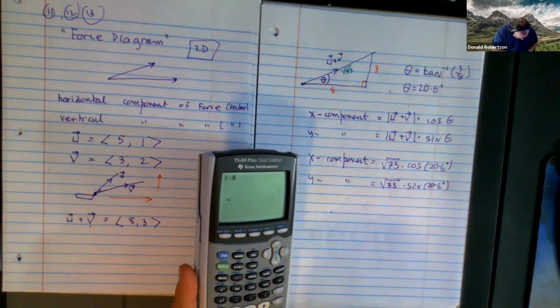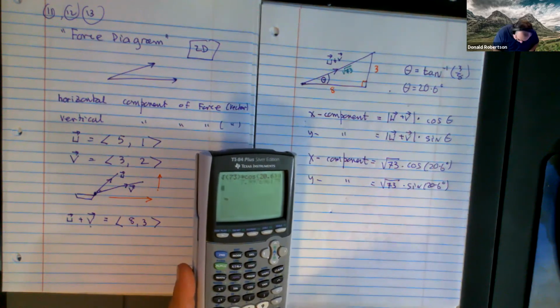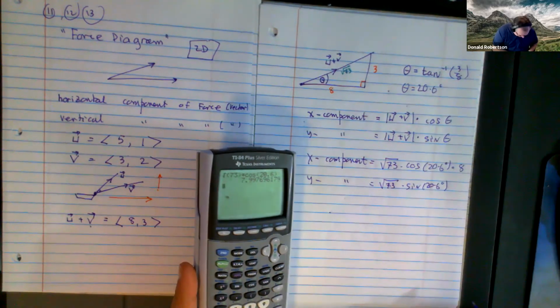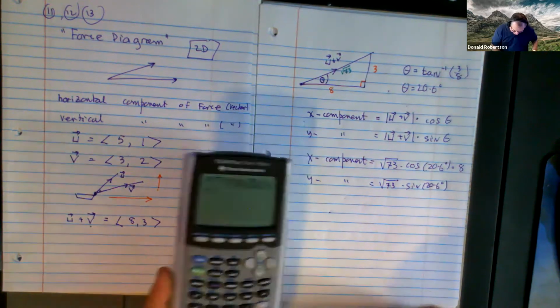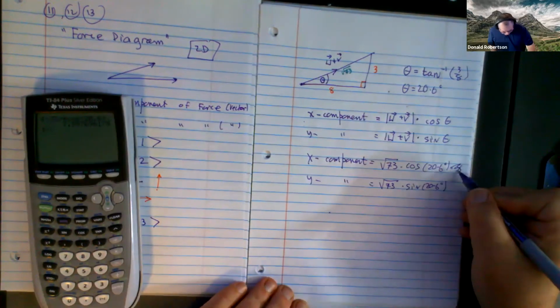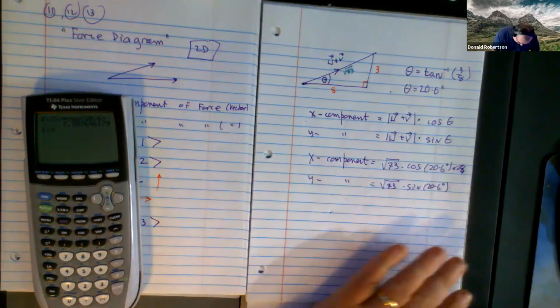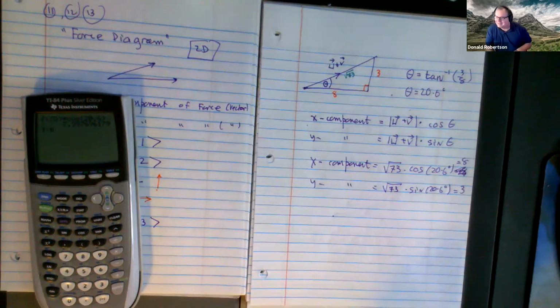So the square root of 73 multiplied by the cosine of 20.6 is, oh, I'm just going to call that 8 because it's darn close to it. And the next one is the square root... Why do I need to do that? I already have the x and y components, but there's a verification. Won't those guys end up being 8 and 3?